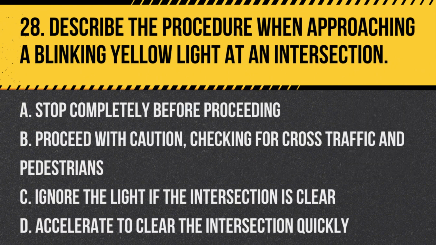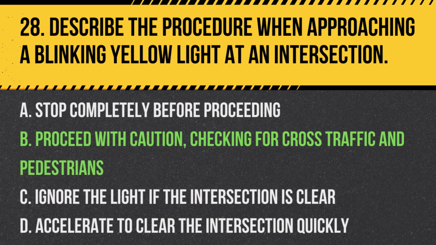Question 28. Describe the procedure when approaching a blinking yellow light at an intersection. A. Stop completely before proceeding. B. Proceed with caution, checking for cross traffic and pedestrians. C. Ignore the light if the intersection is clear. D. Accelerate to clear the intersection quickly.